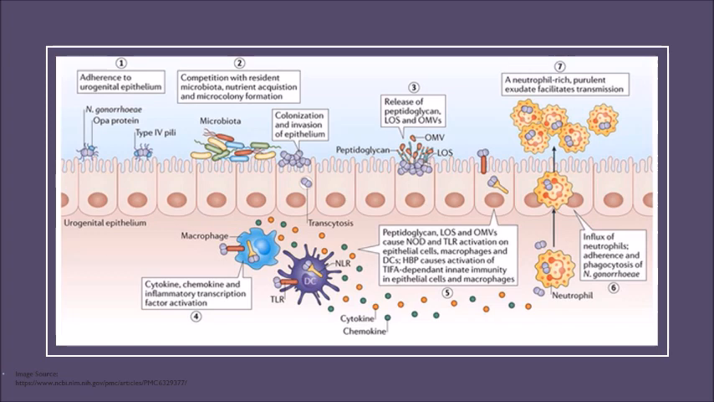Neisseria gonorrhoeae grows after transmission, once contact is established with the mucosal epithelia. First, the bacteria must adhere to the epithelia of the mucosa with the help of the type 4 pili and the lipooligosaccharide, LOS. Once that is complete, the pili help establish microcolonies.